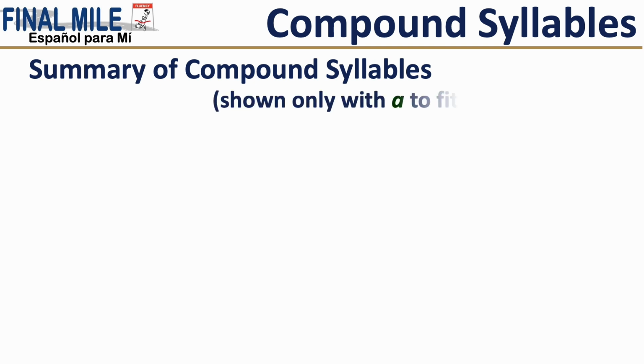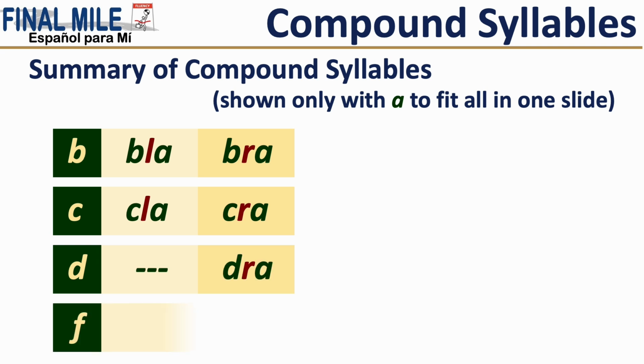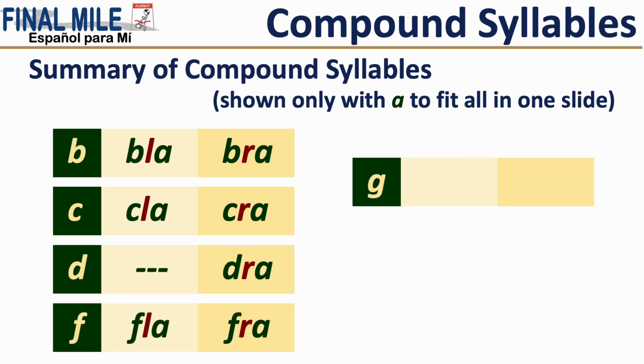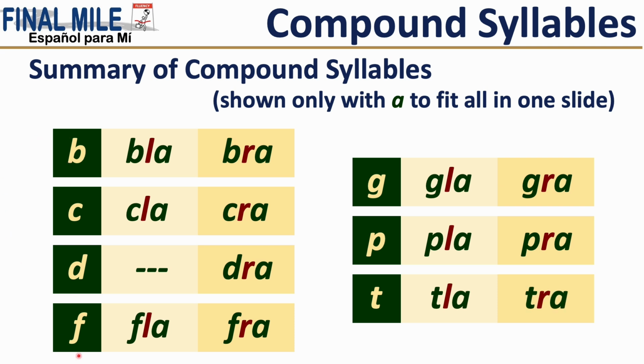Okay, so here we're going to summarize so that we'll show them just with A so that we can fit it all in one page, okay? So these are the consonants that we can do this with. Remember that D only takes the R. Okay, 7 consonants that we can do this with. B, C, D, F, G. So basically all the consonants at the beginning of the alphabet up until G. Okay, and then P and T. 7 consonants.